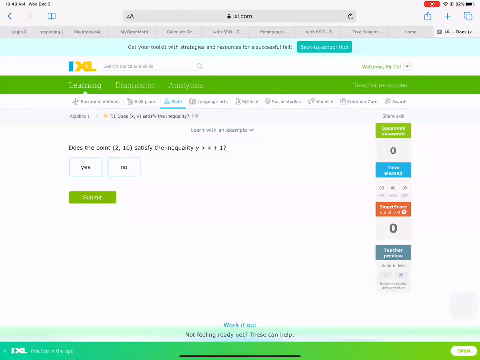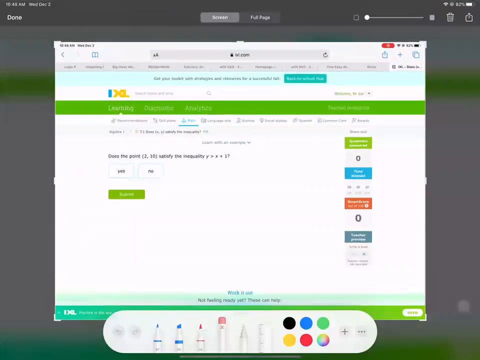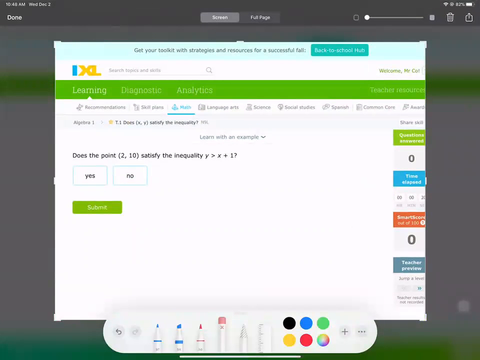So your IXL work, the question is, does this point satisfy the inequality? Okay, and they gave you (2, 10). So what you're going to do is just plug in the numbers and see if that's still a true statement. Is that a true statement still? So let's plug in our 10 and our 2. So x and y, please make sure you don't get that mixed up. Y is 10, x is 2. 10 is greater than 2 plus 1. Is this a true statement? Is 10 greater than 3? Yeah, that's a valid point.